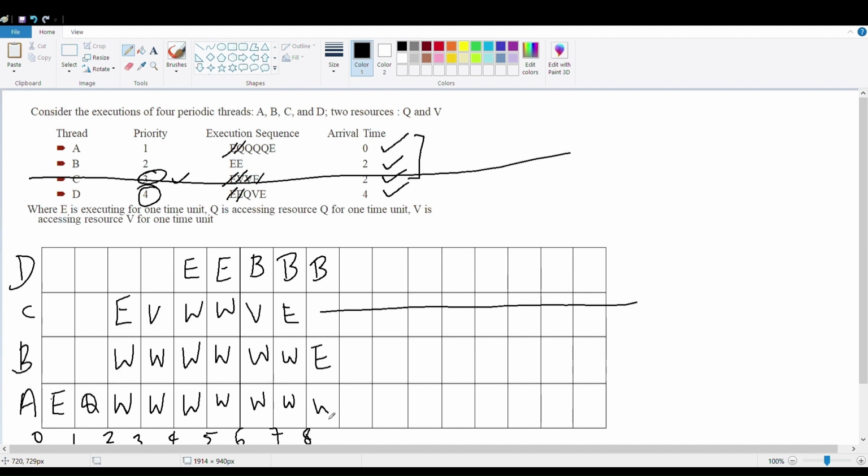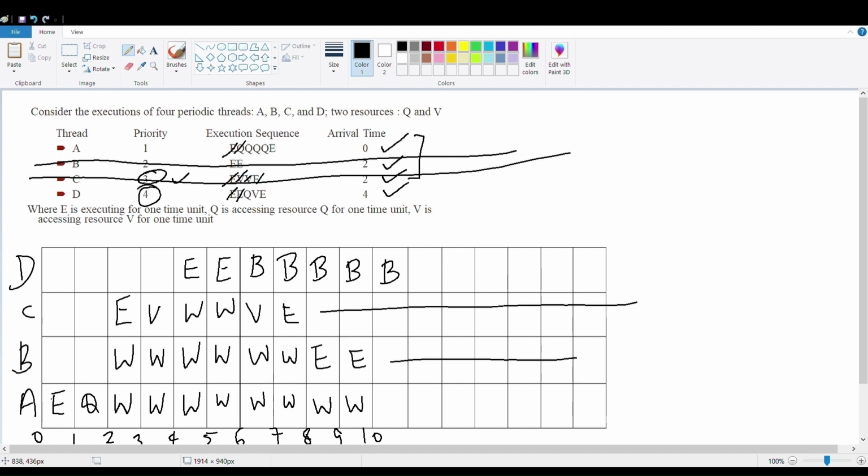Again B will execute E, and B will exit from the system because B has completely executed. Now there are two processes in the system, A and D. A has less priority and D has high priority, but D is still blocked. Now A will execute. A will execute Q, again Q, again Q.